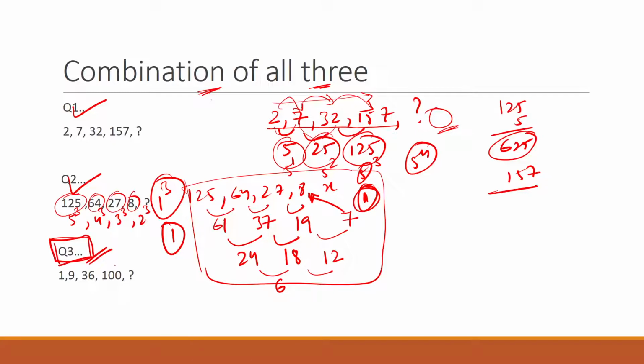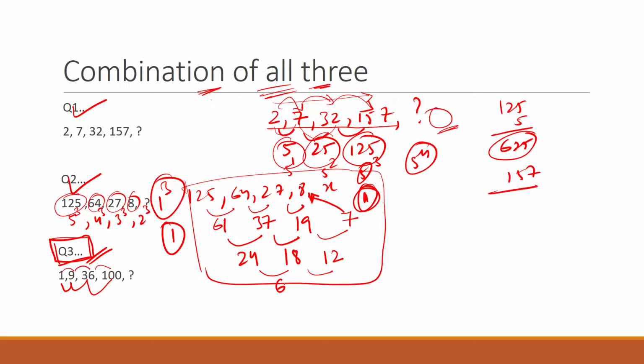Now let's move to the next question, question number 3. This seems to be again a combination of all three. Obviously the title here says combination of all three, but how do you figure out that it uses most of the concepts that we have already learned? Again, it's the same thing. 1 becomes 9, 9 becomes 36, and 36 becomes 100. So this is a jump of almost 3 times here, 4 times here, and 9 times here.